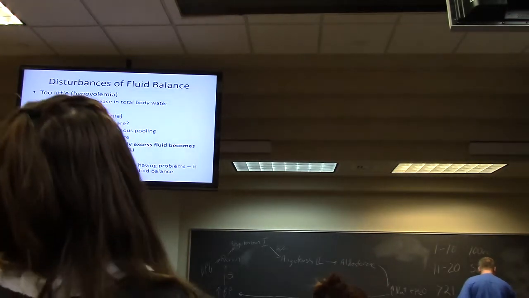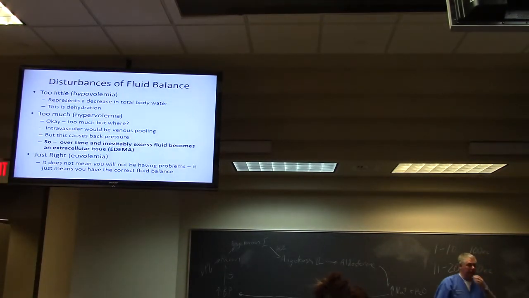Let's say we have a child that weighs 22 kilograms. For the first 10, it's times 100, so that's 1,000. The second 10 is times 50, 500. We have 2 kilograms left. 2 times 20 is 40. His basal fluid requirement in a 24-hour period is 1,540.